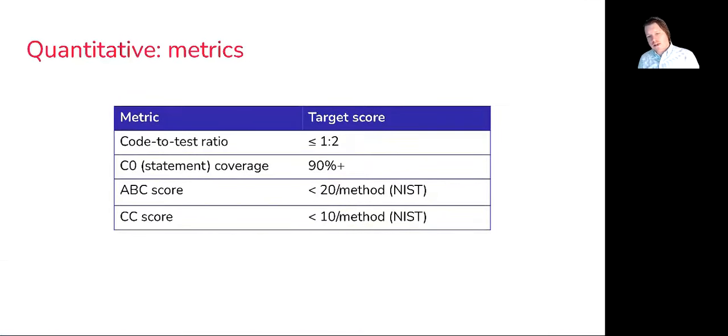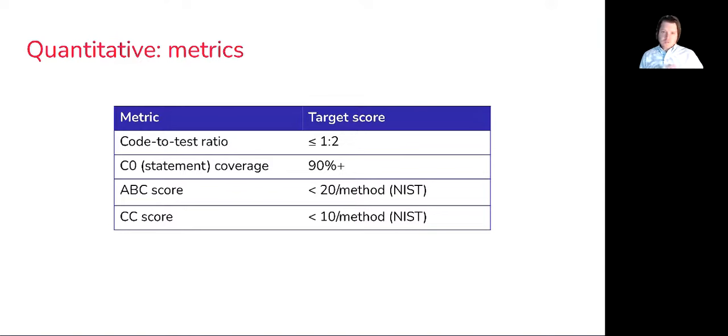Now, with all of these quantitative metrics, there are target scores. Again, this is not something to memorize, just something to be aware of. For instance, for code to test ratio, normally a good target score would be 1 to 2, so more test code than actual implementation code. A C0 coverage of approximately 90% would be satisfactory. An ABC score of less than 20. A cyclomatic complexity score of less than 10.